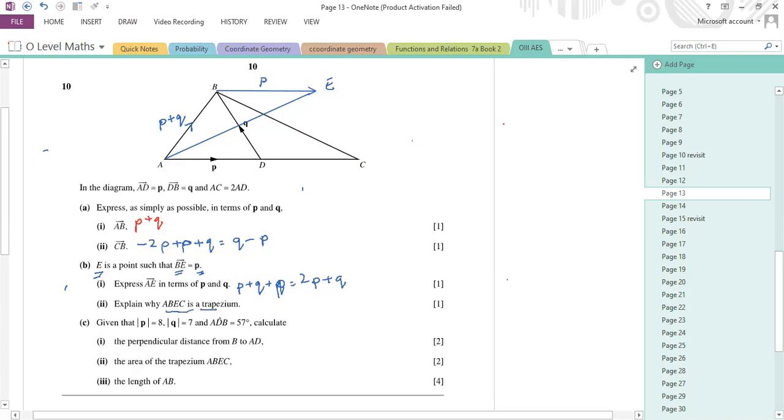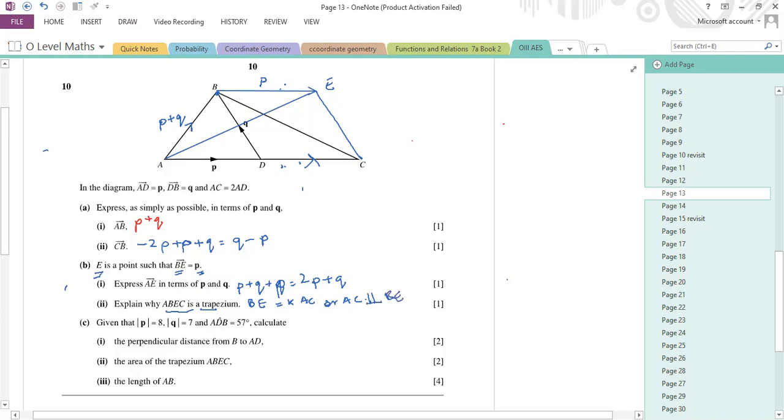Why is ABEC a trapezium? Because a trapezium is a shape which has one pair of sides parallel. So this is that pair, BE and AC are parallel. You can explain why it is parallel: because BE is K times AC, or AC is K times BE. Or you can say that AC is parallel to BE. Both answers are correct.